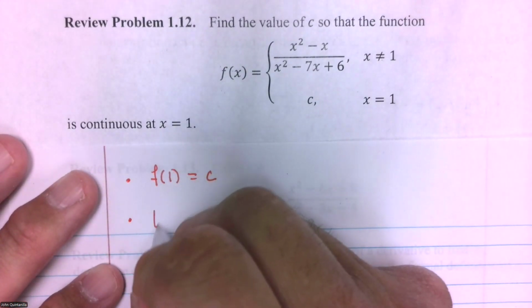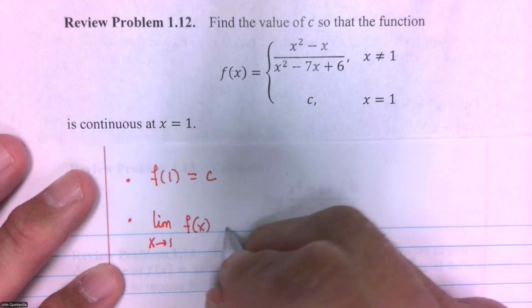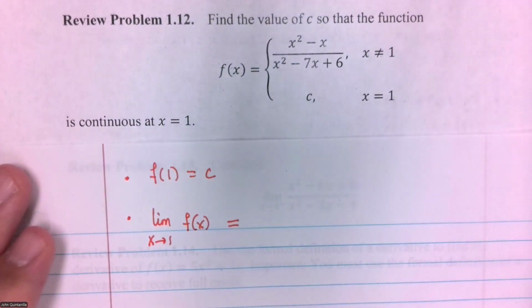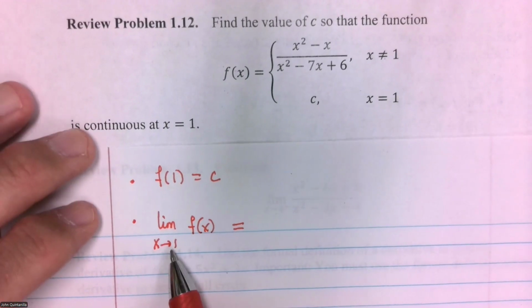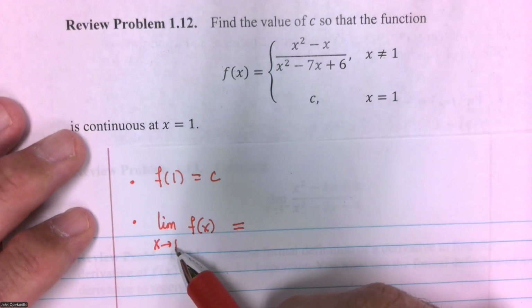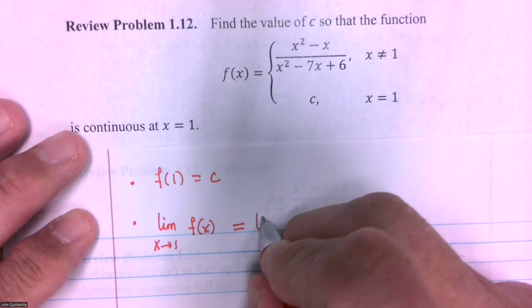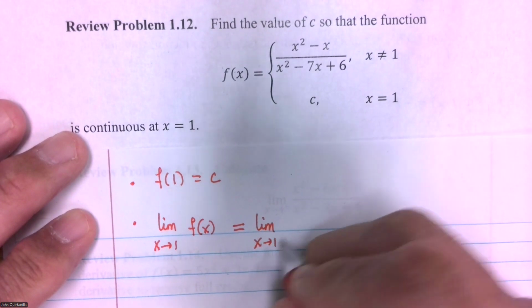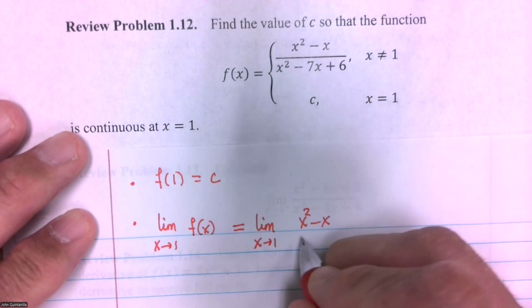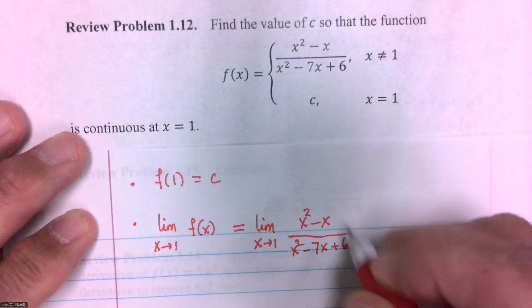The second thing we need to check is that the limit as x approaches 1 of f of x exists. Now, as x approaches 1, x can be close to 1 but does not equal 1. And so if x is getting close to 1 but does not equal 1, I get to use the top expression here. The limit as x approaches 1 of x squared minus x over x squared minus 7x plus 6.